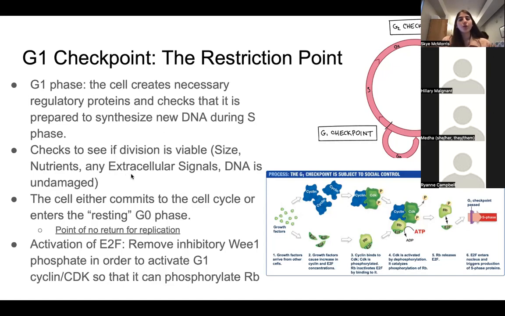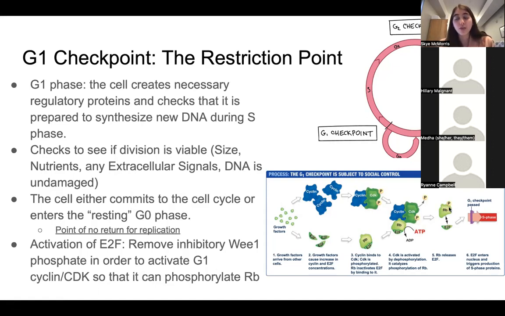So in order to go into S phase, the cell has to make sure that it's ready to commit, or otherwise it will go into G0 phase. This checkpoint involves the activation of E2F. If the cell decides that it does have all of the necessary requirements to pass into S phase, the inhibitory phosphate will be removed from CDK. It has to have the activating phosphate on it from CAC, and then the cyclin CDK complex will phosphorylate RB.